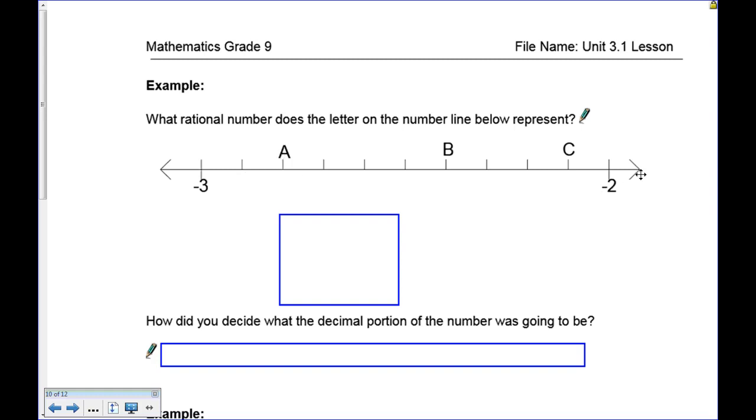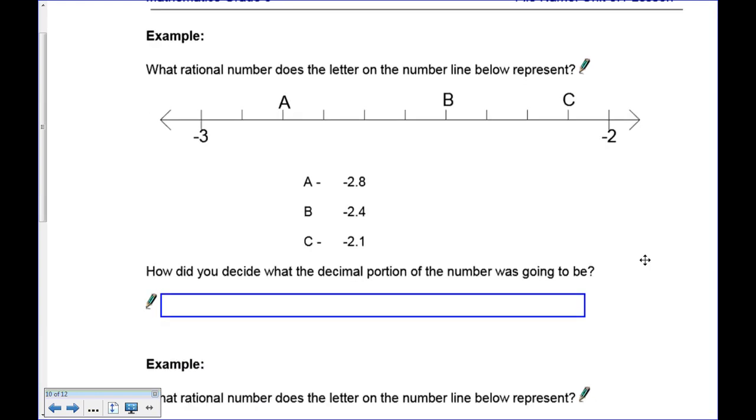Now don't be fooled, this is negative 3 and this is negative 2, so don't count from the left. So for A, it's going to be negative 2, 0.1, 0.2, 0.3, 0.4, 0.5, 0.6, 0.7, 0.8. So A is negative 2.8. B is going to be negative 2.1, 2.2, 2.3, 2.4, and C will be negative 2.1.